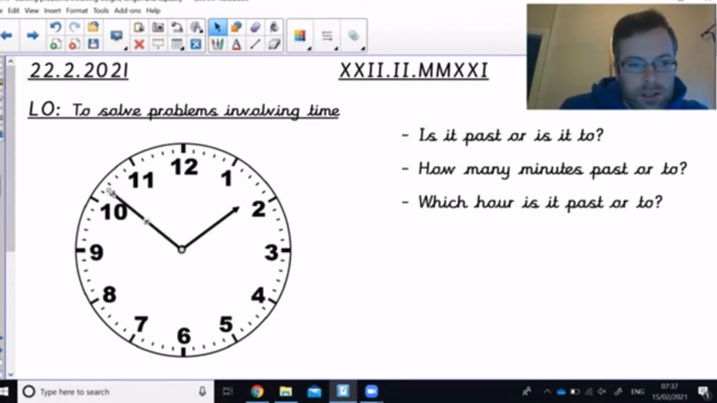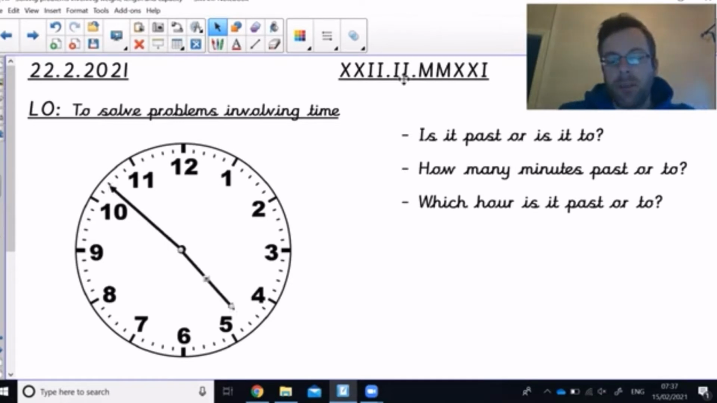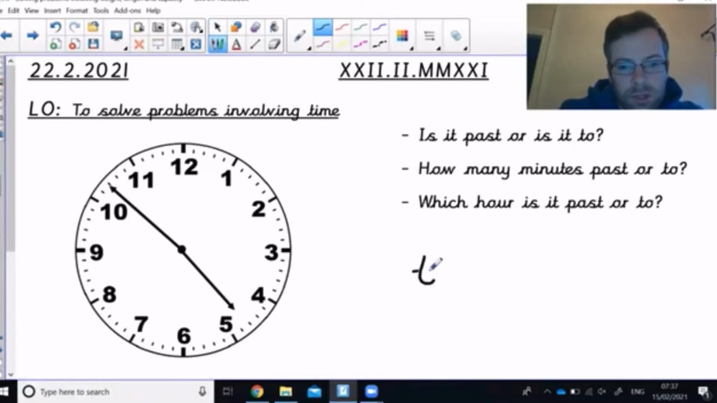Let's say we got it to here, and let's say this one is here. Okay, so is it past or is it to? Well, the minute hand, the long one, is on this side, so it is to. It is something to something.